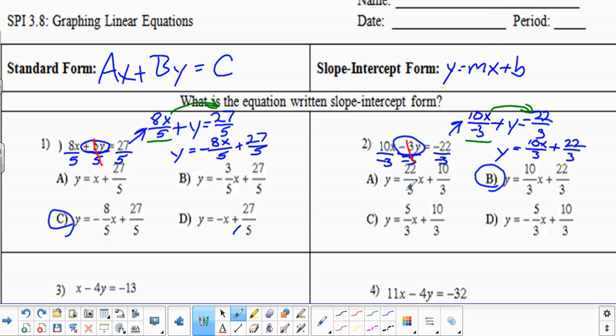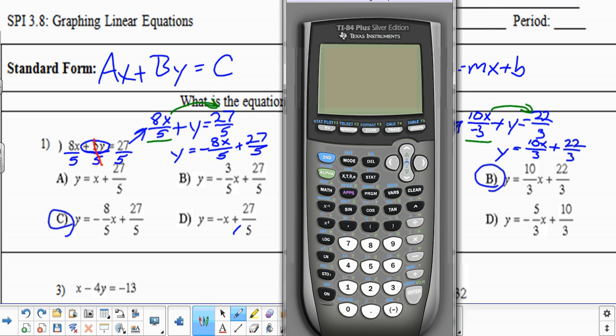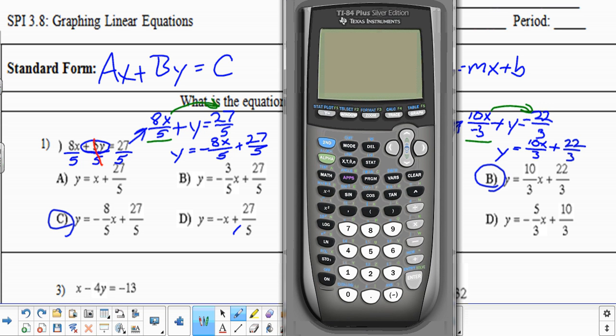Good. So a very quick review I want to do of how to reduce fractions. If you need help figuring out how to reduce fractions, pull up your calculator. Let's look at the example of 10 over negative 3. So when you know you have 10 over negative 3, well, there it is for you. I'll show you how to do it.